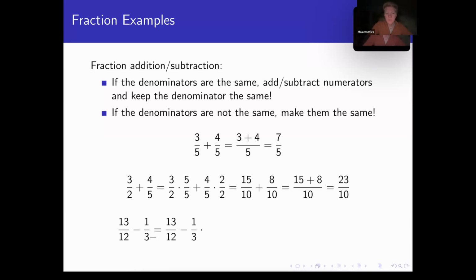So in this case, we only need to change 3. We need to multiply by 4 to get to 12. So let's multiply by 4 over 4. Well, 1/3 times 4 over 4 is 4/12. 13 over 12 minus 4 over 12 is 9 over 12. And that's the same as 3 over 4 after we simplify.